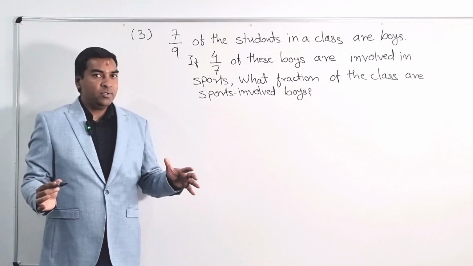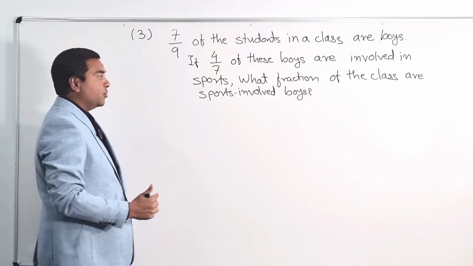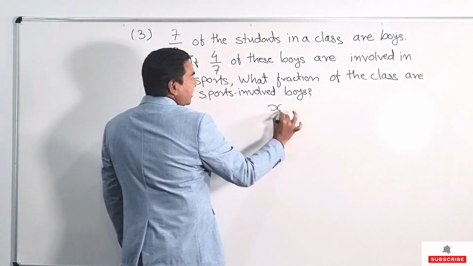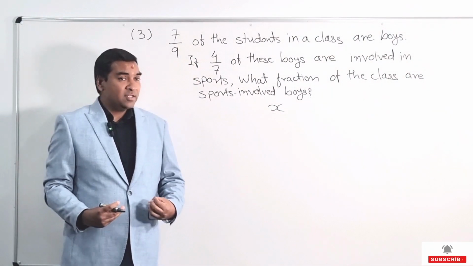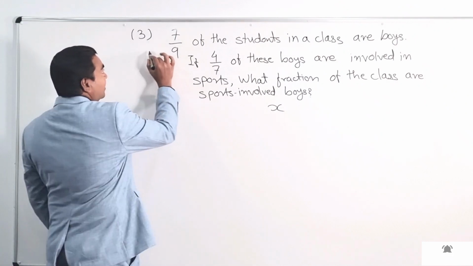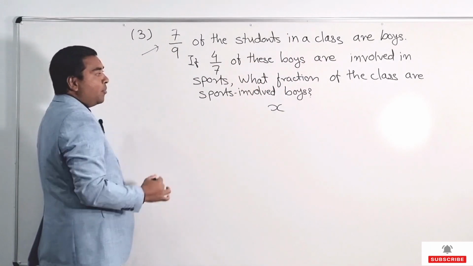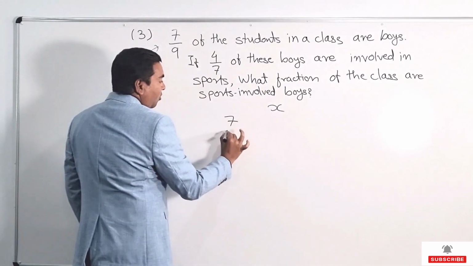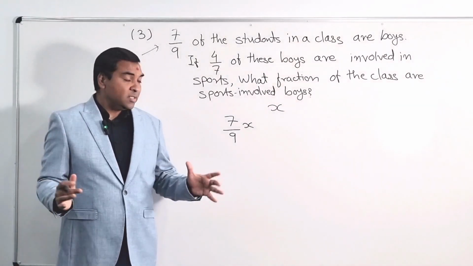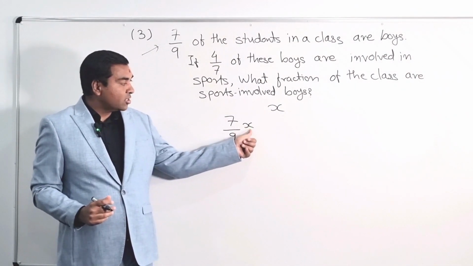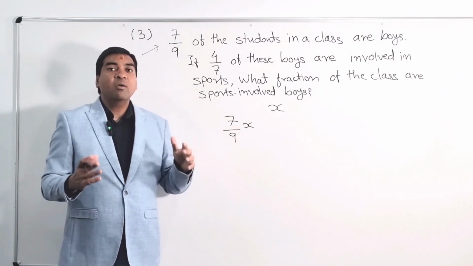So the very first thing, what I am going to do is, I don't know how many students there are all together. So let us say x is the total number of students in the class. Now the very first thing is, how many boys will be there? My first sentence tells me 7/9 of the students in a class are boys. So how many boys? 7/9x. Because x is the total class students and 7/9 of the total class students are boys. So 7/9x will be the number of boys in the class.